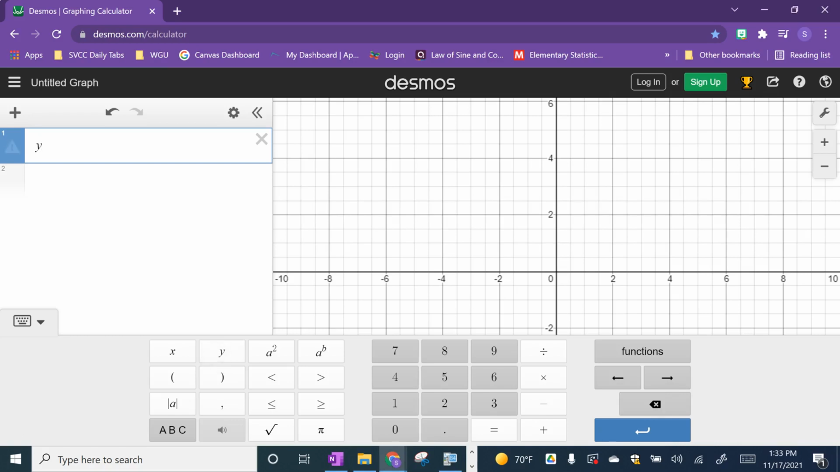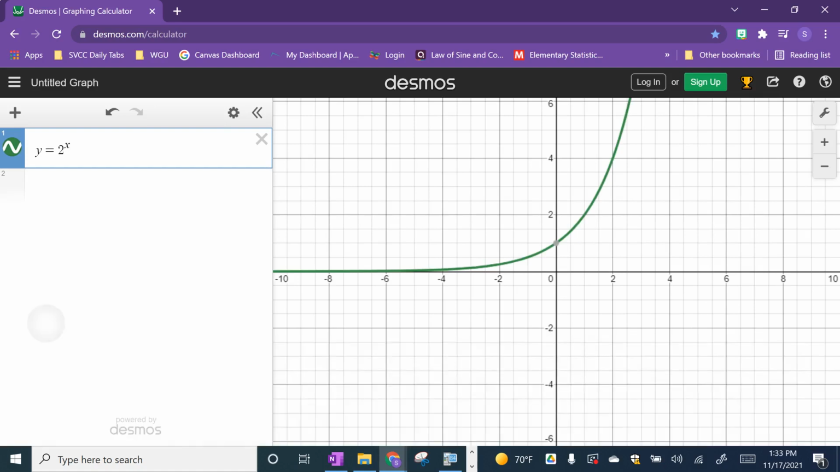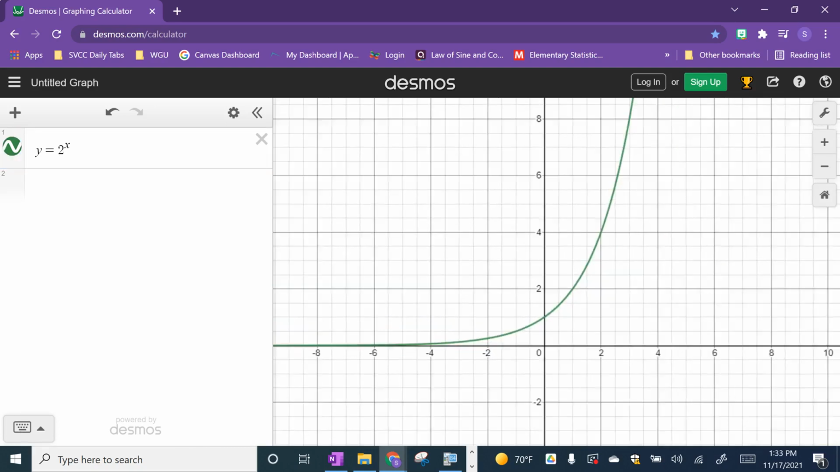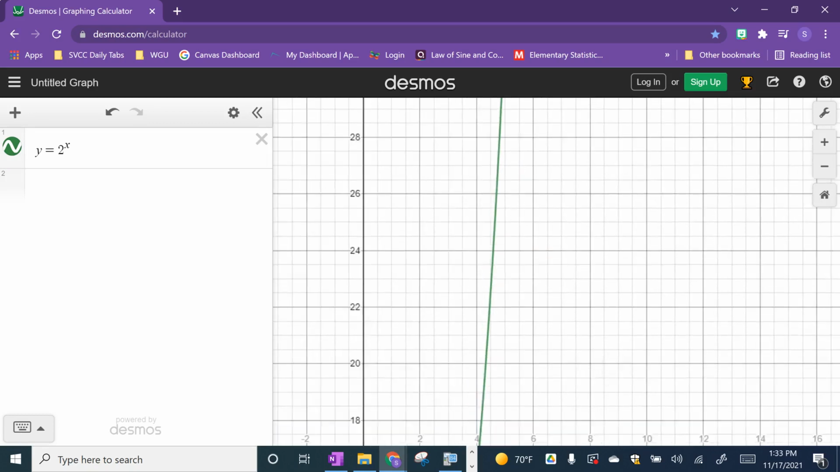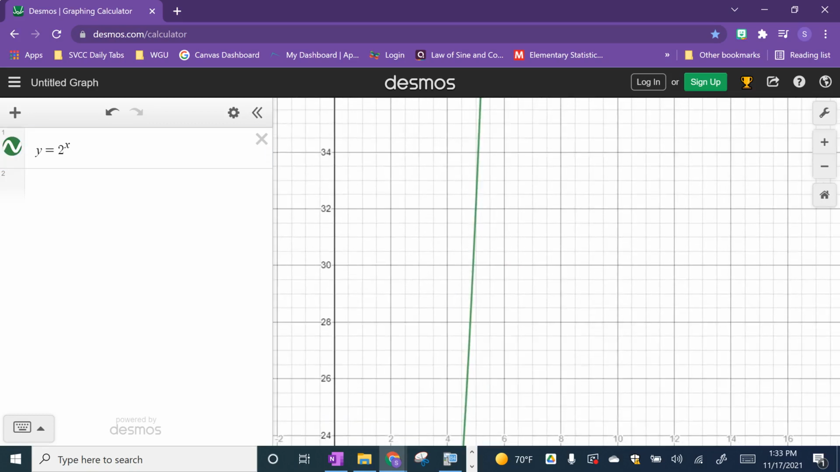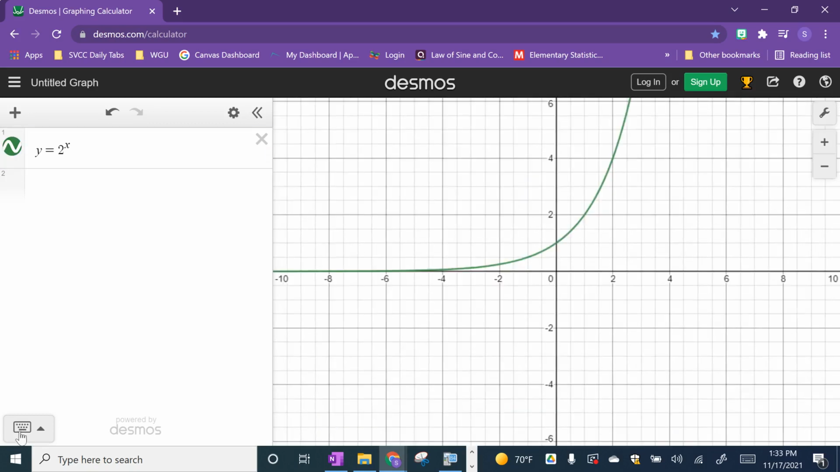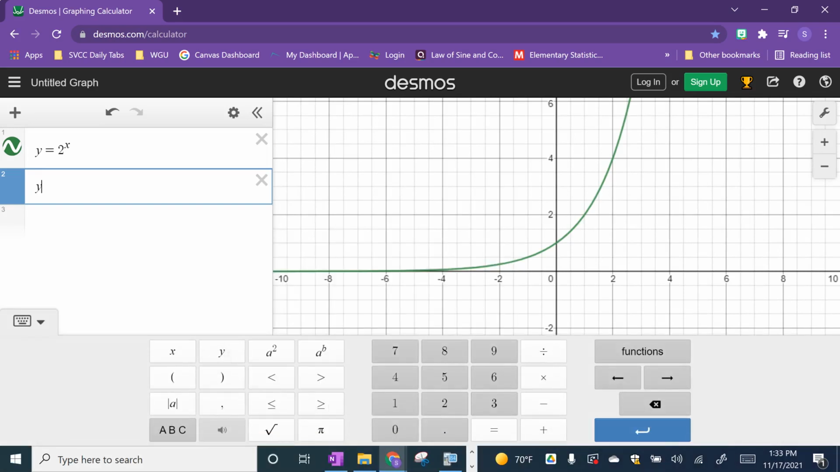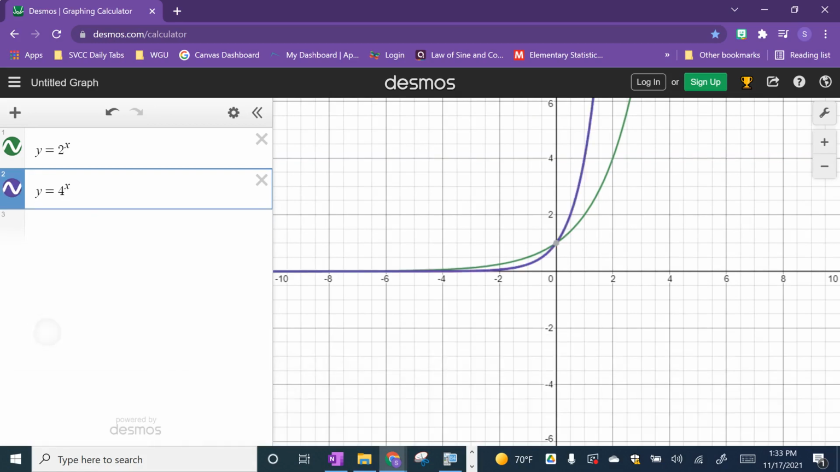So if we say y equals 2 raised to the x power, it gives us a pretty good graph to look at. And you should notice that it comes in right here with a y-intercept, but it does not give you an x-intercept, and it goes way up here really fast. Okay, let's go back to the home screen. Now let's look at y equals 4 to the x. These are the two things that the book asked us to graph.